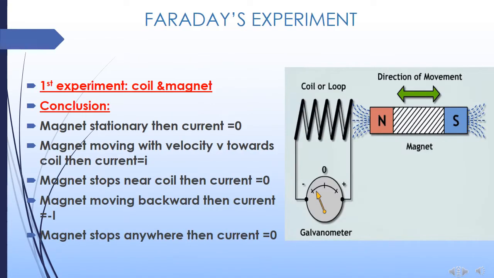So today we will study Faraday's and Henry's experiment and what is Faraday's law. First we will study an experiment which was done by Faraday and Henry, and this experiment will lead to his principle. There are basically two experiments which were done by him. The first one is done with the help of a coil and a magnet.